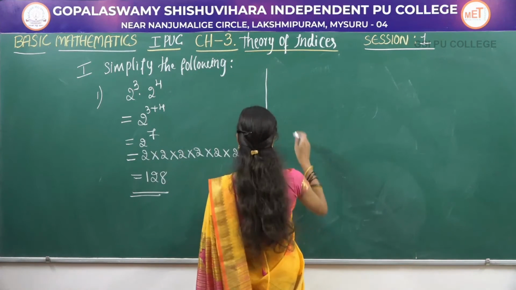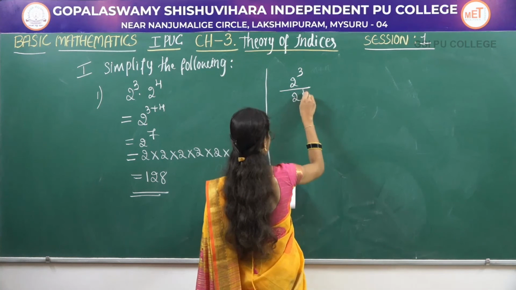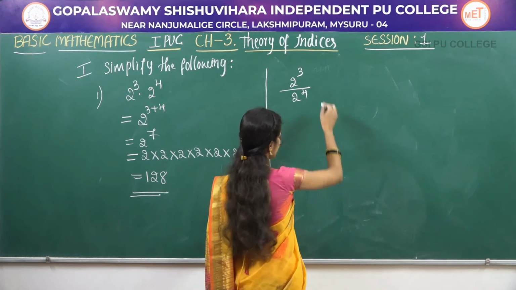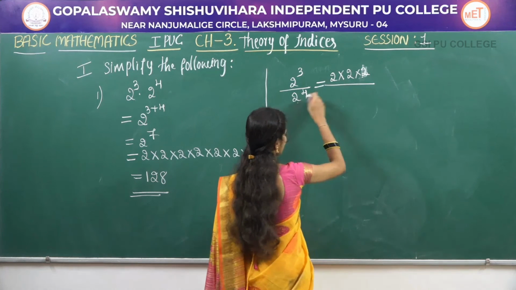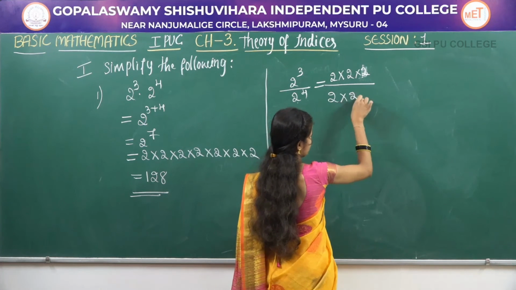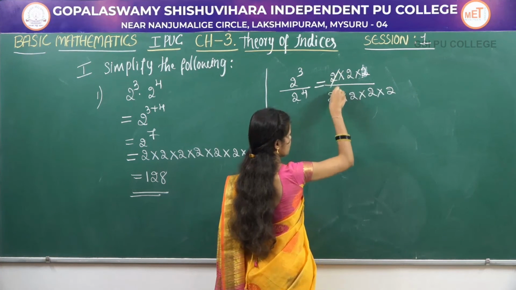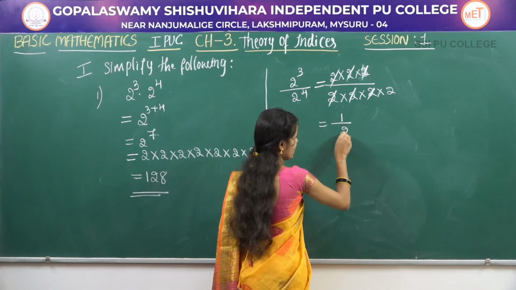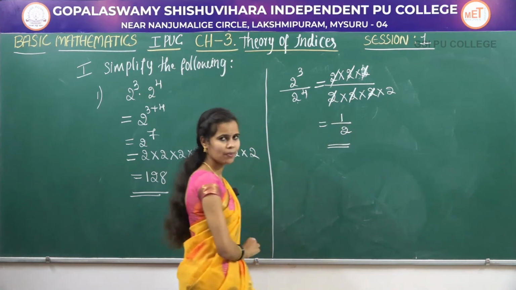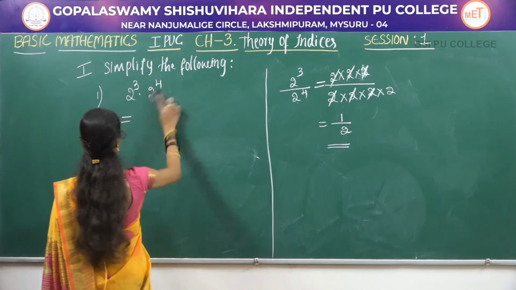So next problem, the second one: 2 cube divided by 2 to the power of 4. 2 three times, here 4 times. 2s get cancelled, so remaining 1 by 2, or 2 to the power of minus 1. Okay, next problem.